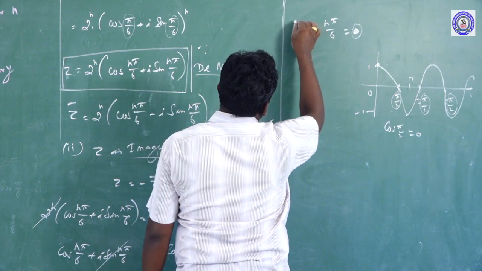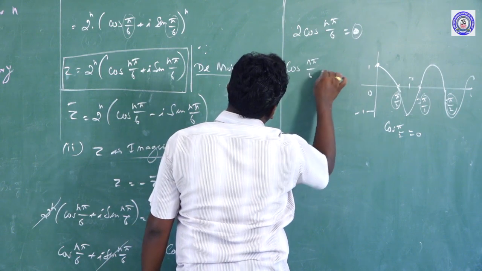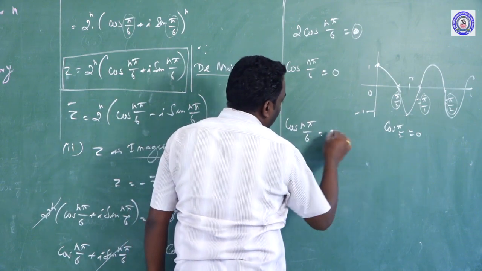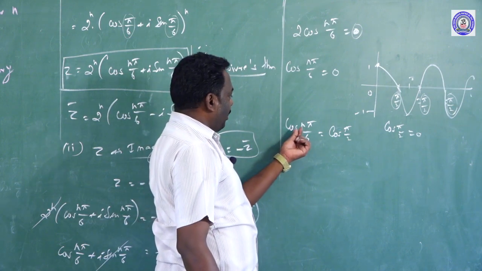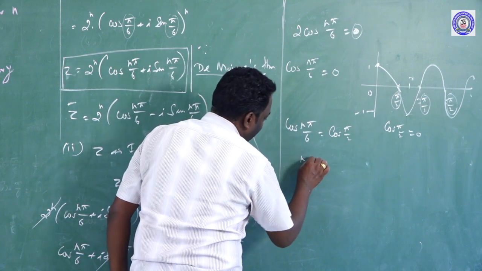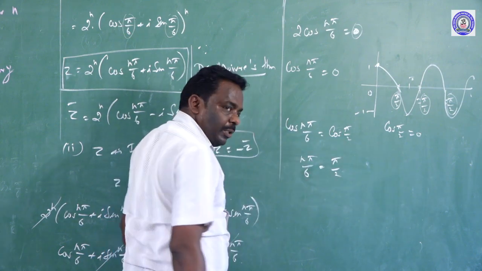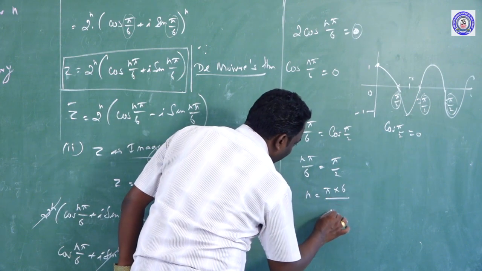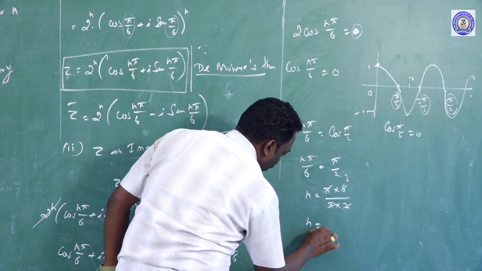Therefore, transferring this first term to the right hand side, cos n pi by 6 is equal to 0, which is the same as cos 90 degrees. So cos n pi by 6 equals cos 90. Both cos cancel. n pi by 6 equals pi by 2. To find the value of n, transfer the remaining term to the right hand side. Therefore, n equals pi into 6 by pi into 2. Pi cancels, and 6 by 2 gives 3. Therefore, n equals 3.